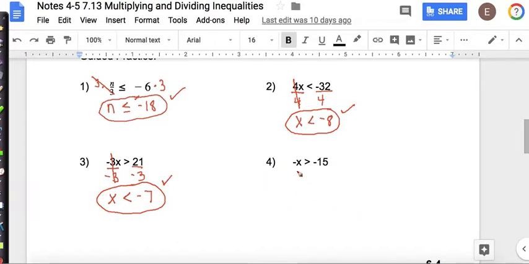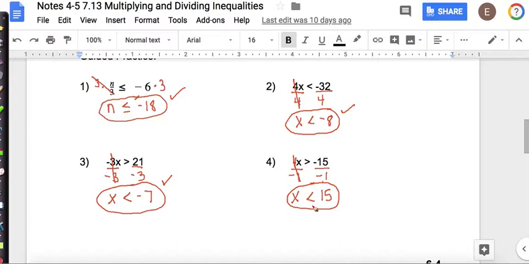Okay, number 4. We have a negative in front of the x, but no number. So remember back when we did equations, what did I tell you to put in front of the x? Good, a 1. So now we have negative 1x is greater than negative 15. So we're going to divide both sides by negative 1. Negative 1 divided by negative 1 is a 1 in disguise. Bring down your x. Ding, ding, ding. We have to flip the symbol because we're dividing both sides by a negative. So flip it, and negative 15 divided by negative 1 is 15. So x is less than 15.